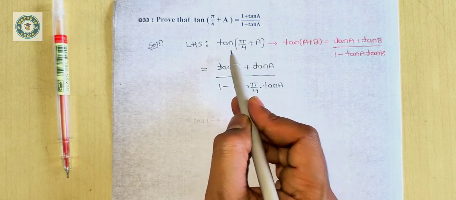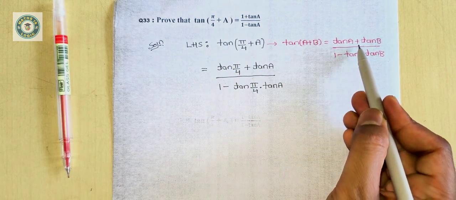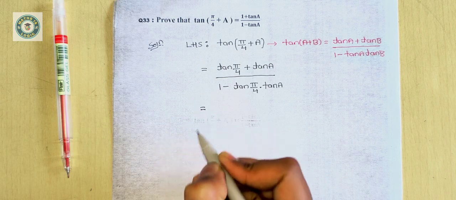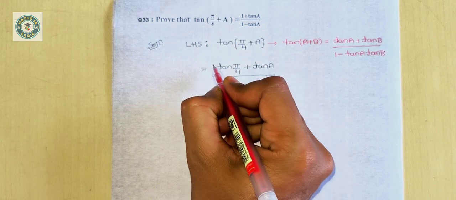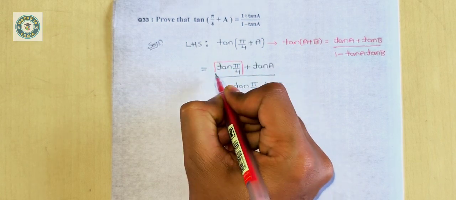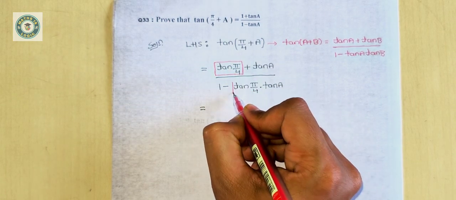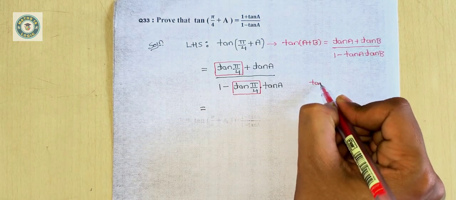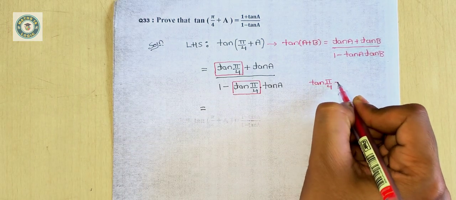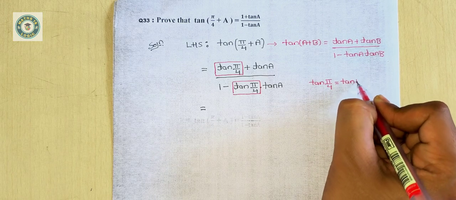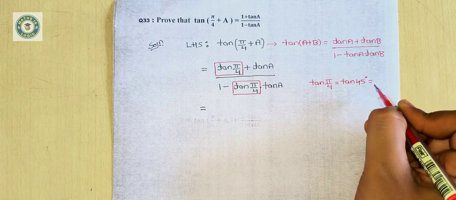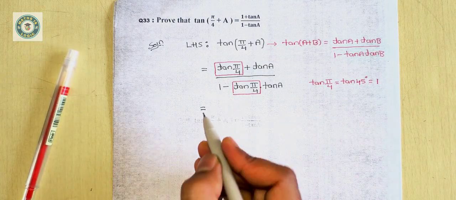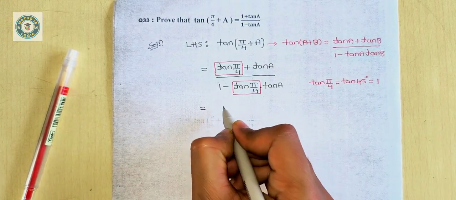Tan A plus tan B divided by 1 minus tan A into tan B. Means here the left hand side is there. For this left hand side we are going to apply this right hand side value. So next, which is equal to, here you can see tan pi by 4, and here also tan pi by 4 is there. You know tan pi divided by 4, it is in radians. Pi by 4 means how many degrees? 45 degrees. In the trigonometric table, the tan 45 degree value is 1.